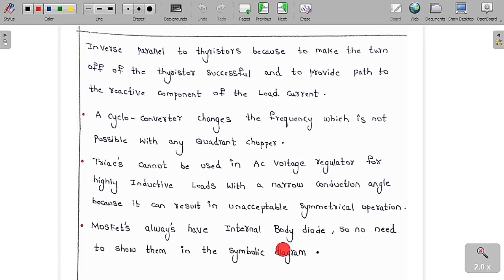MOSFETs always have an internal body diode, so there is no need to show it in the symbolic diagram. The power MOSFETs definitely have the internal body diode in the body itself, which is like an anti-parallel diode. Therefore it never withstands reverse voltage, so we don't have to represent it in the symbolic diagram.